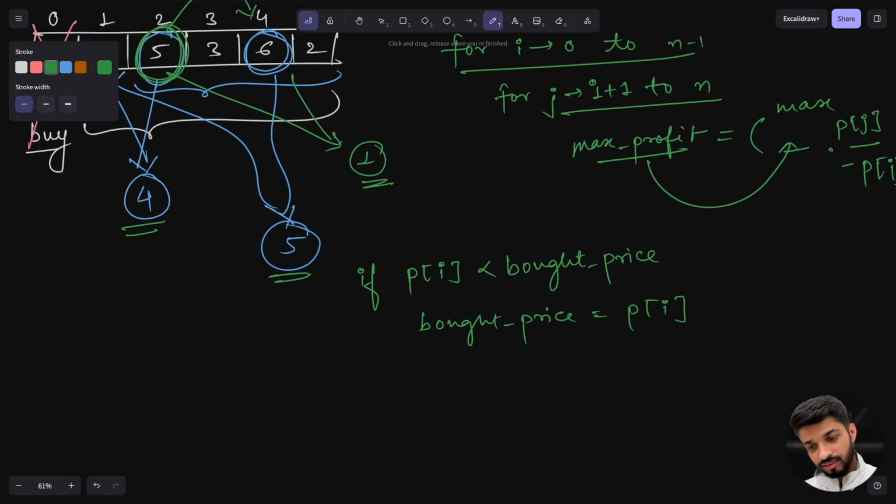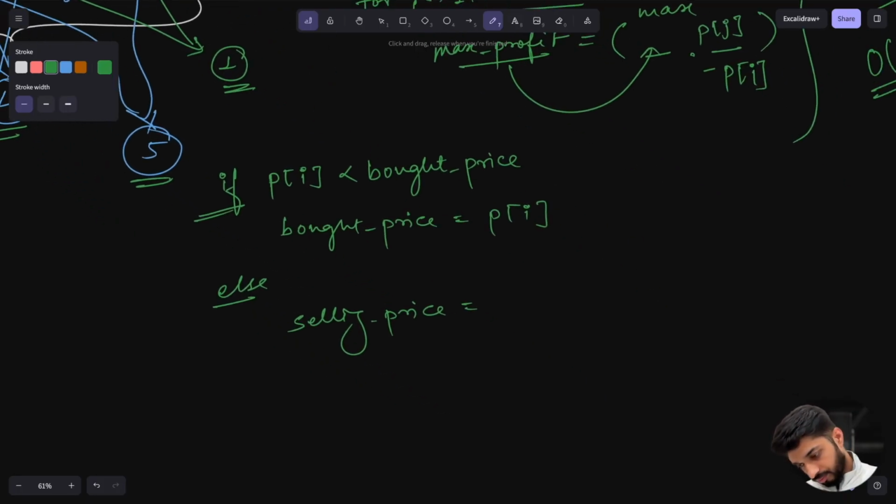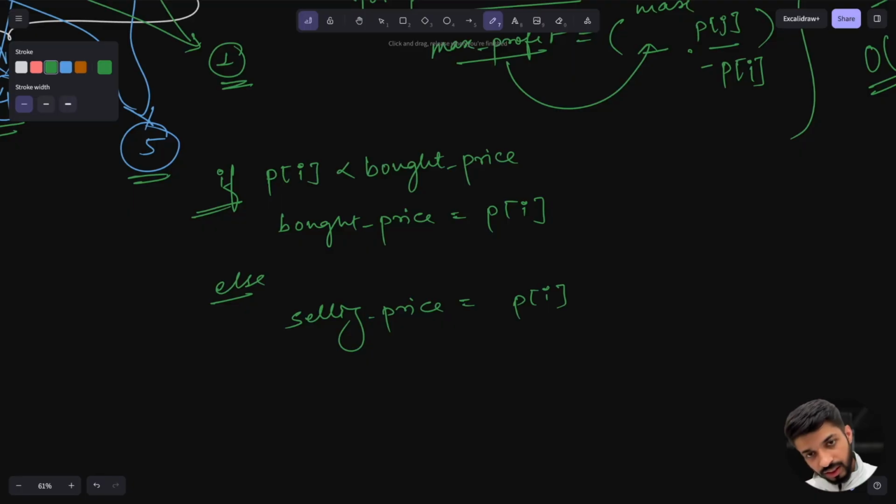If that is not the case, then what are you going to do? Just one thing, you will be selling on that particular day, right? If you are not buying on that day, it means you'll be selling on that day. So what will be the selling price? Selling price will be price at that particular day minus bought price, right? If you do that, you'll get the selling price.